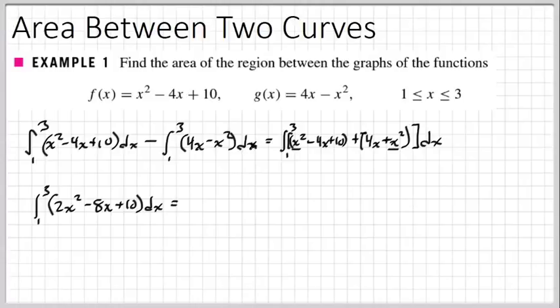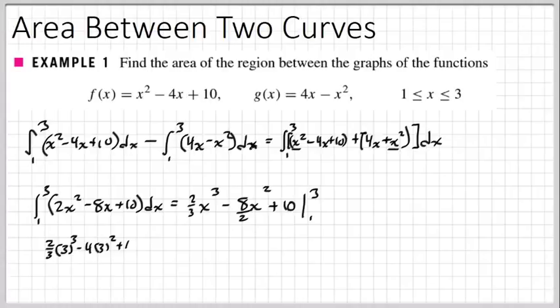So let's do our antiderivatives. X to the third power, and then I'm going to divide by 3, so 2 over 3 x cubed. Minus 8x squared divided by 2, that's 4x squared. And now plus 10x, and I'm going to have to plug in 1 and 3. 3 first, and then we subtract. So the last thing is plugging in at 3. We have 2 over 3 times 3 to the third power minus 4 times 3 squared plus 10 times 3.